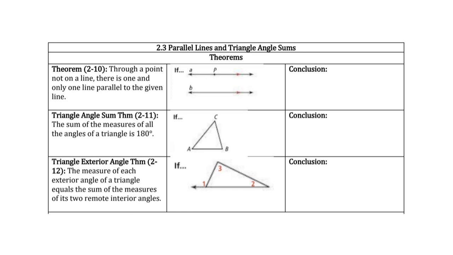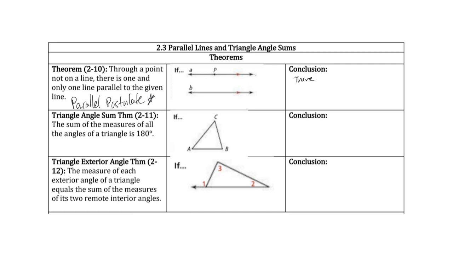So the first theorem says through a point not on a line, there is one and only one line parallel to the given line. This is normally called the parallel postulate. Essentially what it's saying is there's one unique line, say A. So we have that line A right here.